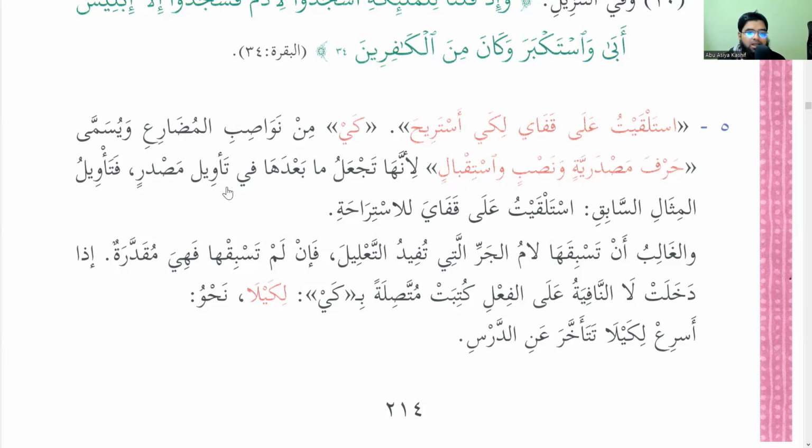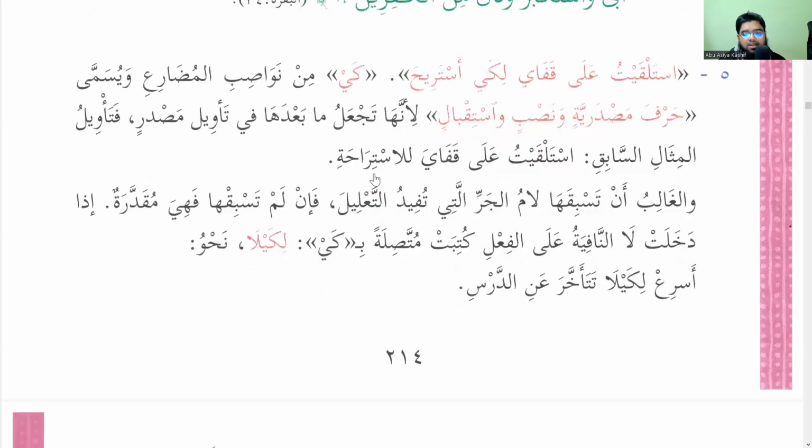لأنها تجعل ما بعدها في تأويل مصدر. Because it makes what comes after it in the interpretation of a masdar. فتأويل المثال السابق. So the ta'wil, the interpretation of the example, is استلقيت على قفايا للاستراحة. So you can delete لكي أستريح and use istiraha, one word masdar. And this is the same as un masdariya. We learned ma masdariya also. Same thing. Ma masdariya and un masdariya are similar.